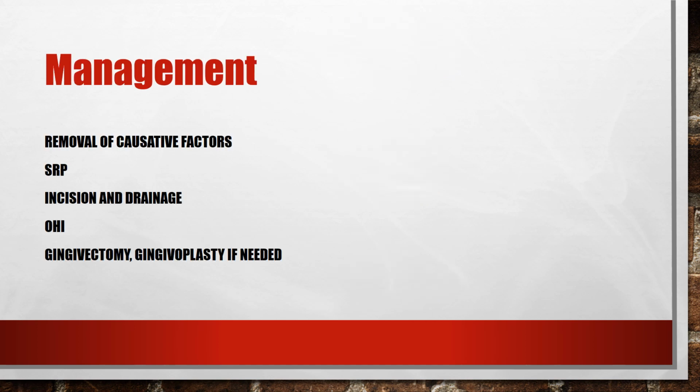Coming to the management of inflammatory gingival enlargement. The main causative factors are to be removed. The local factors are the main causative factor for inflammatory gingival enlargement. So removal of causative factors, that is scaling and root planing. If there is an abscess, it can be treated by incision and drainage. Oral hygiene instructions should be given. Under surgical procedure, if the causative factors are removed and there is persistent gingival enlargement, it can go under gingivectomy and gingivoplasty procedures if needed.